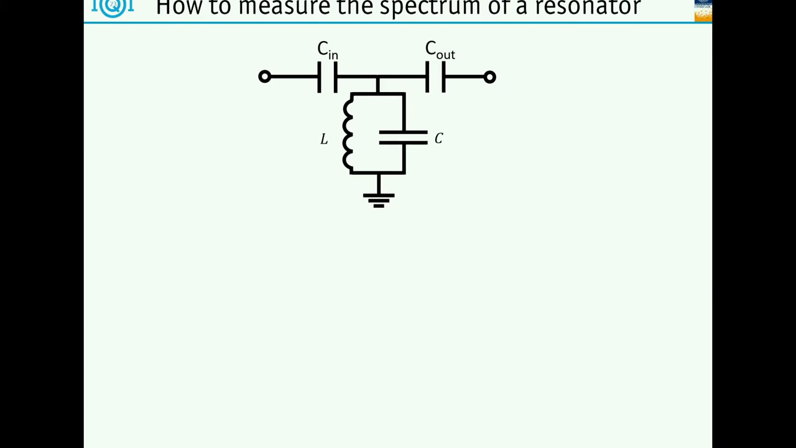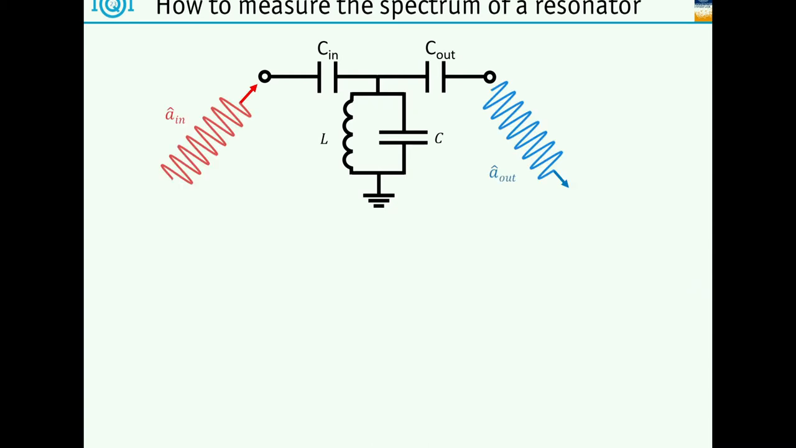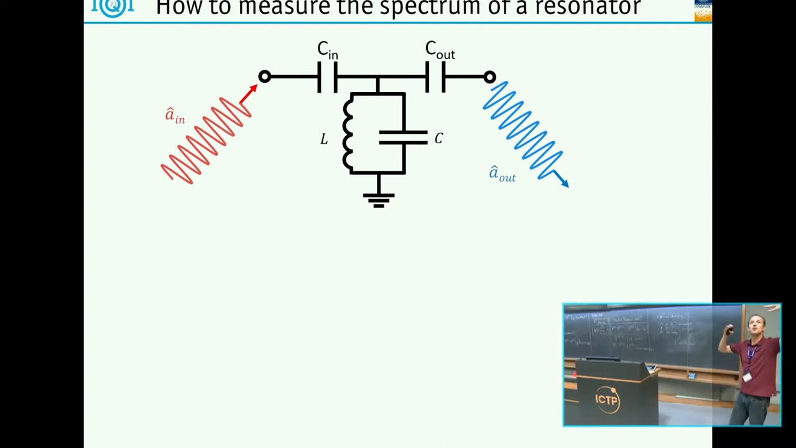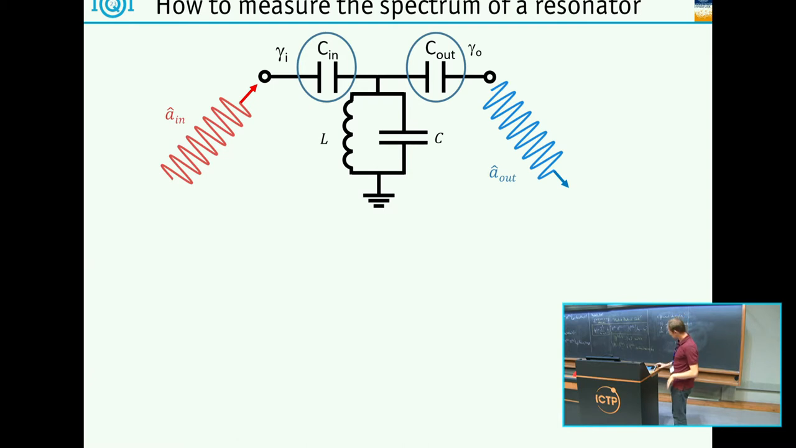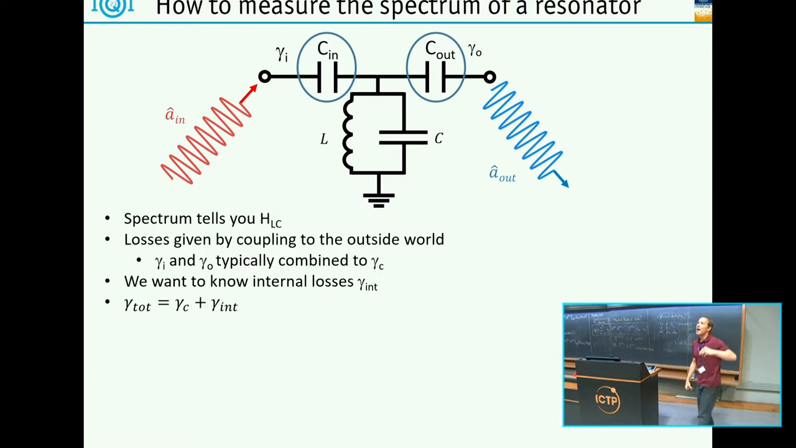I want to do some weak coupling. So what I introduce is these capacitances right here, and I can send a microwave signal in from the left and, for example, look at what comes out of the right side. Now, these capacitors actually tell me how well my system is coupled to the outside world.